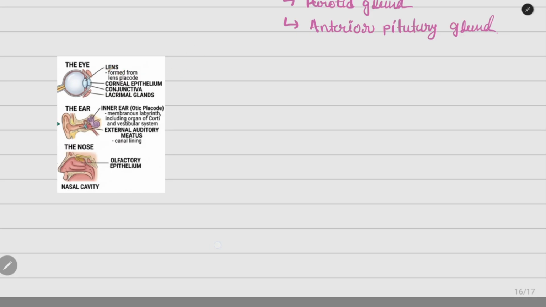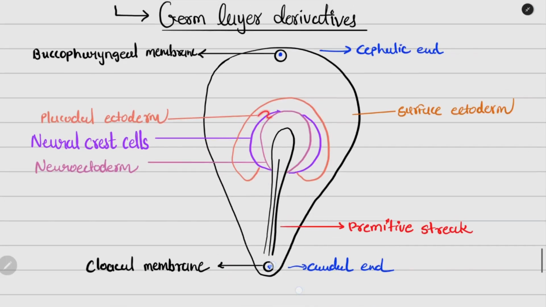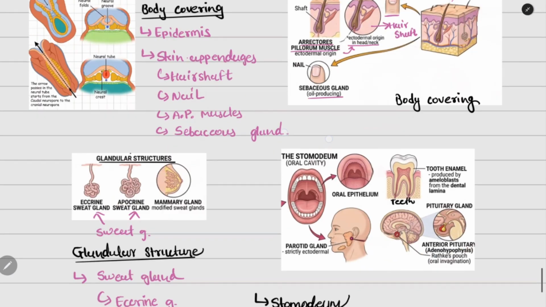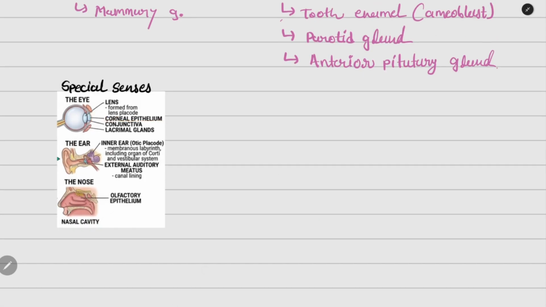Okay, next are the special senses structures derived from surface ectoderm. First is the eye, we have the lens, and it is derived from the placodal ectoderm. As we saw earlier, it is derived from surface ectoderm. Then we have corneal epithelium, conjunctiva, and lacrimal gland.